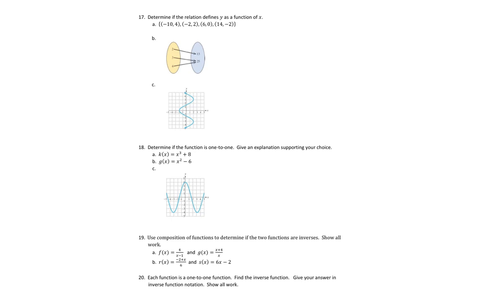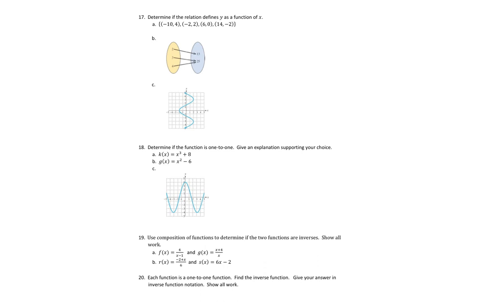All right, so for number 17, it says determine if the relation defines y as a function of x with a bunch of different things. The fundamentals of this is really making sure we don't have x values that are repeating, right? Because then it wouldn't be a function.